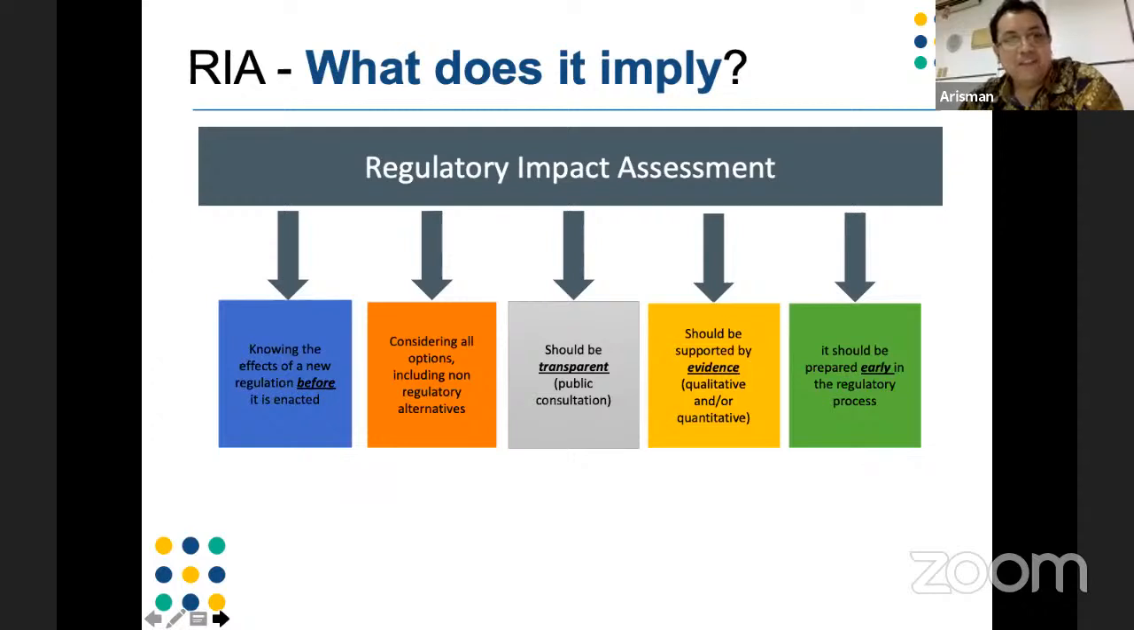The first is knowing the effect of a new regulation before it is enacted, and then considering all options, including the non-regulatory alternative. Of course, it should be transparent, need a public consultation, and should be supported by evidence, either quantitative or qualitative.